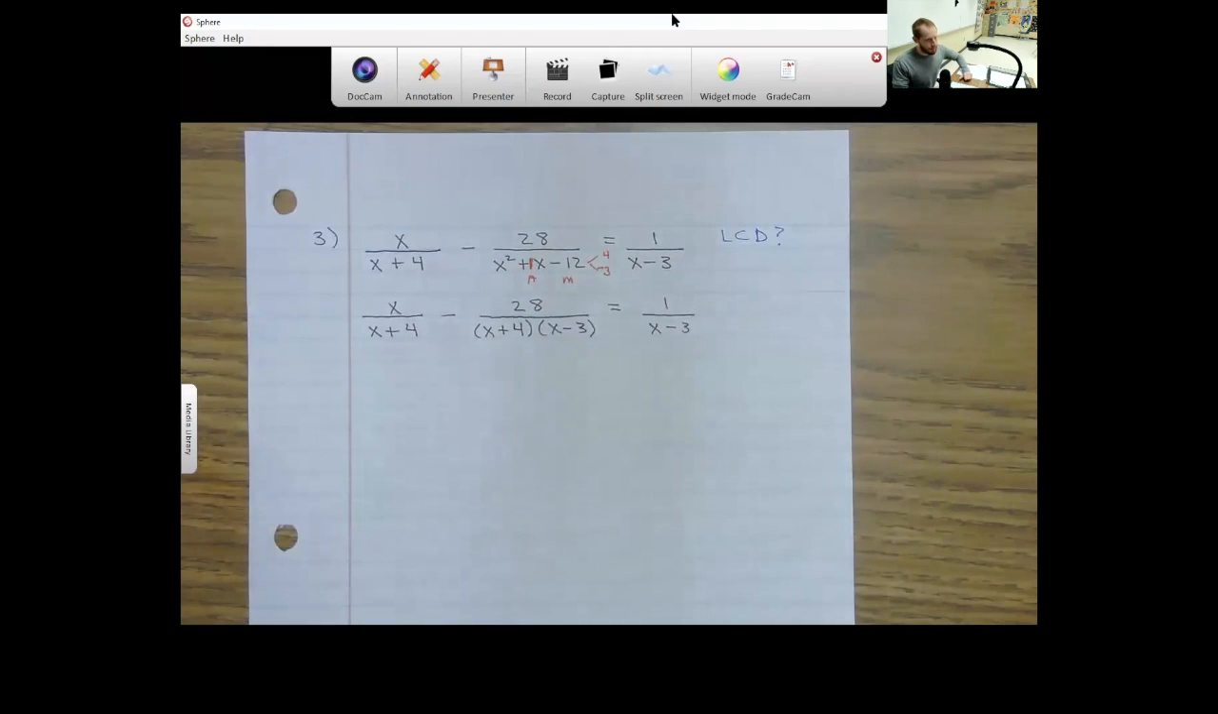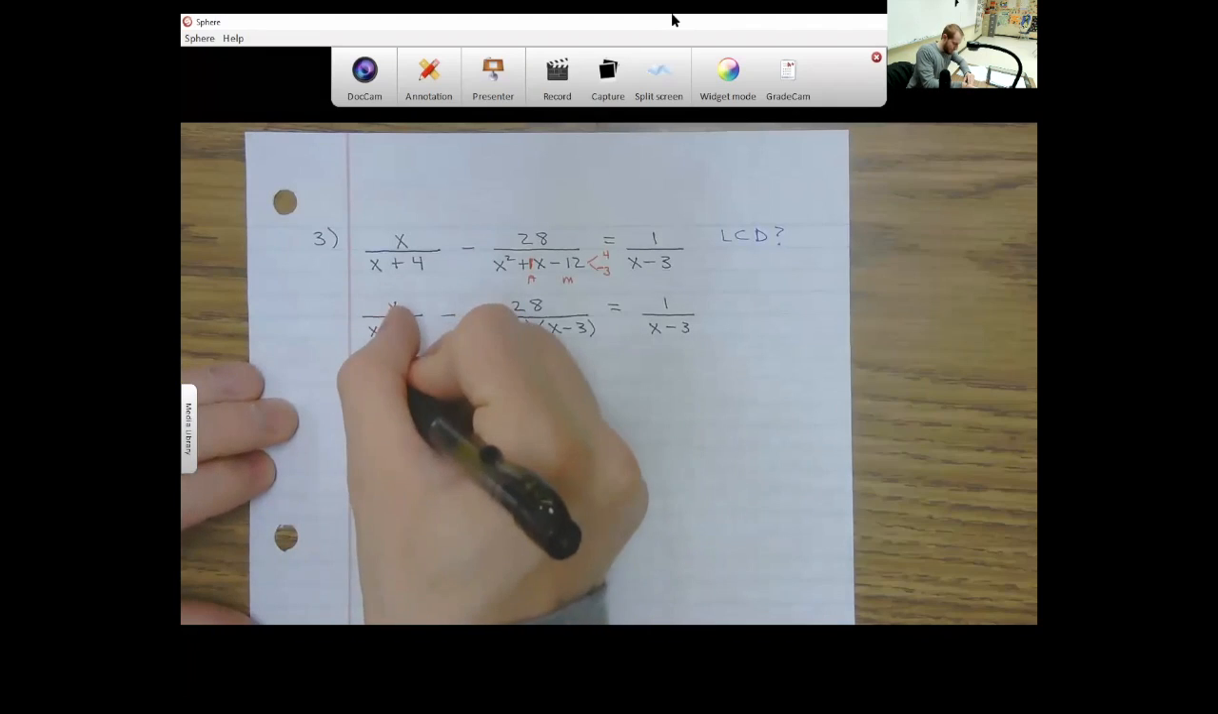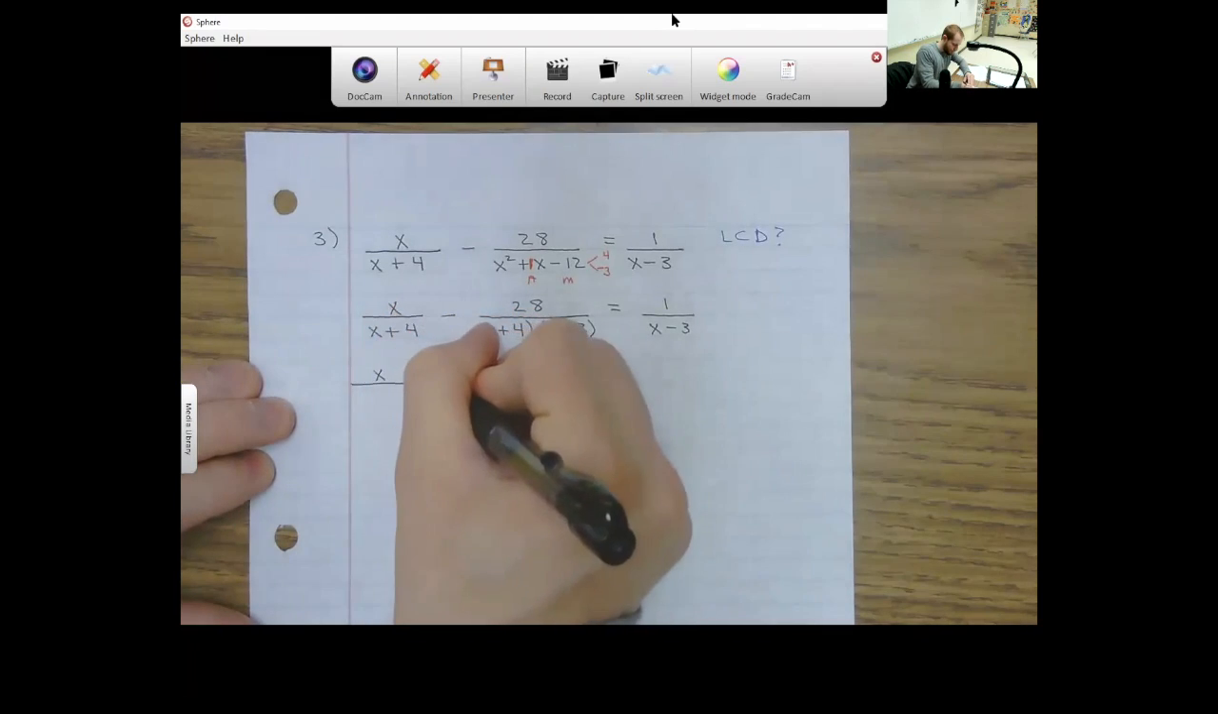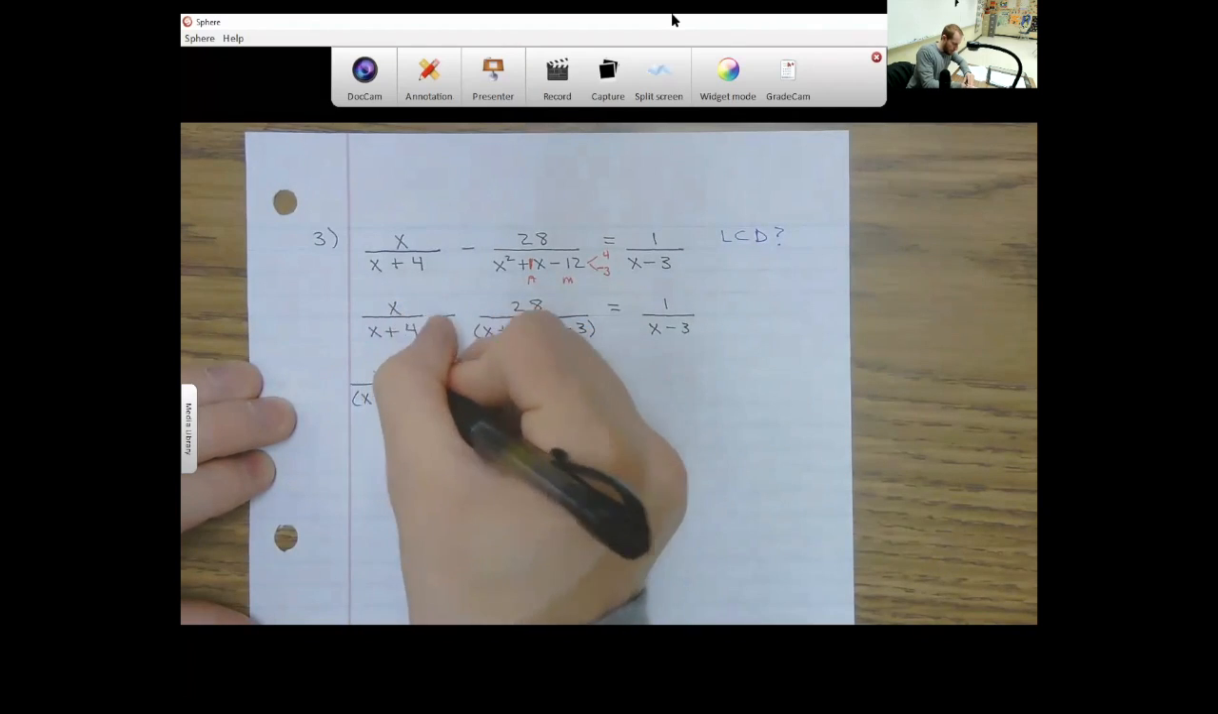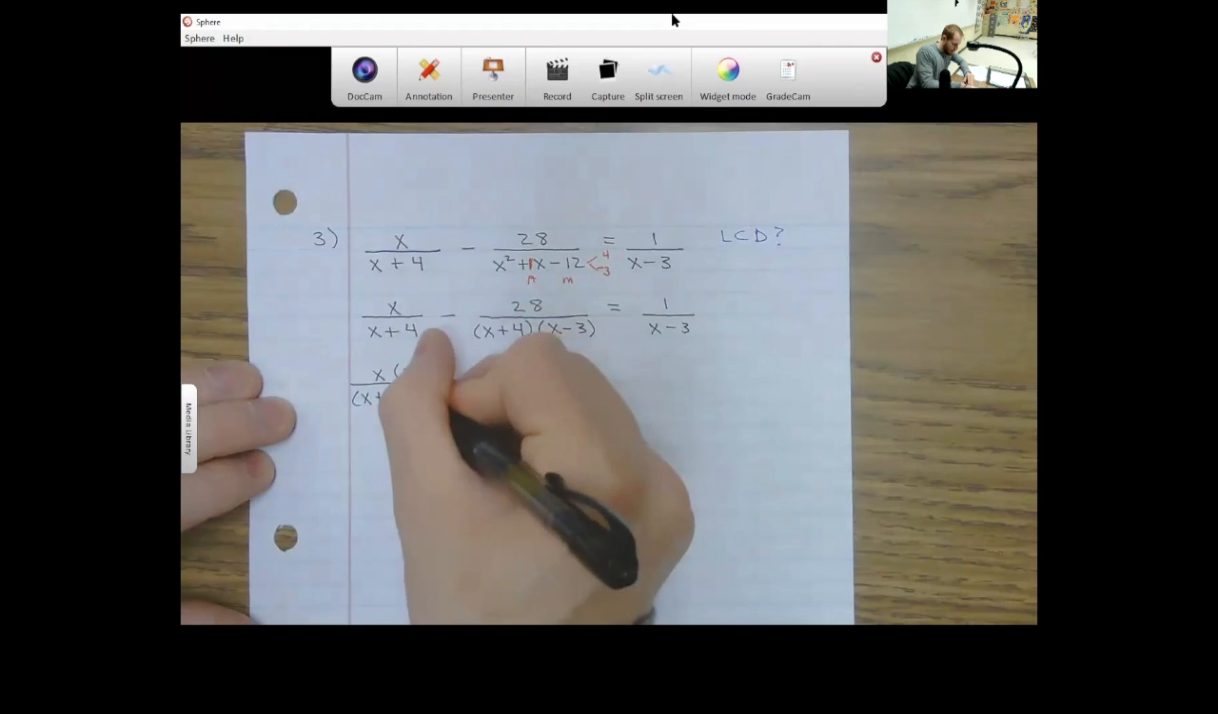Okay, so what is my least common denominator going to be? Well, the first fraction has an x plus 4. The fraction over here has an x minus 3, but the fraction in the middle has them both. So we're pretty much going to put both of the factors on all of these fractions. Okay, so the first fraction, it is missing the x minus 3. So I have to multiply the top and the bottom by x minus 3 to make it work. So I have x over x plus 4, and I'm going to put x minus 3 on the top and the bottom.